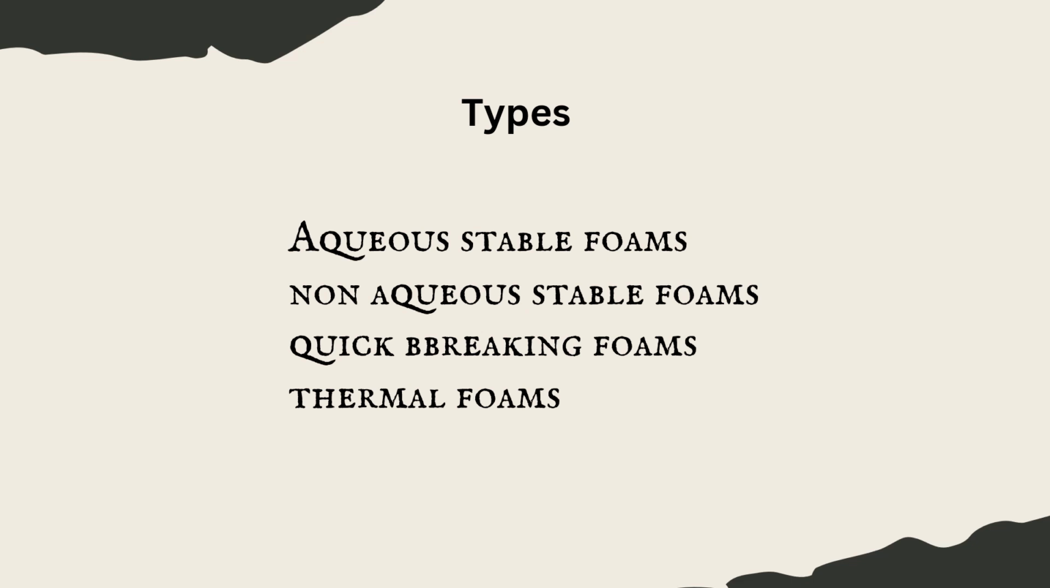Let me give examples of each type of system. Aqueous systems include firefighting foams used to smother flames and prevent re-ignition. Non-aqueous stable foams have shaving cream as an example. Quick breaking foams include some medicinal foams, like sunscreen that spreads on the skin and then breaks down. Thermal foams include some fire suppression foams.